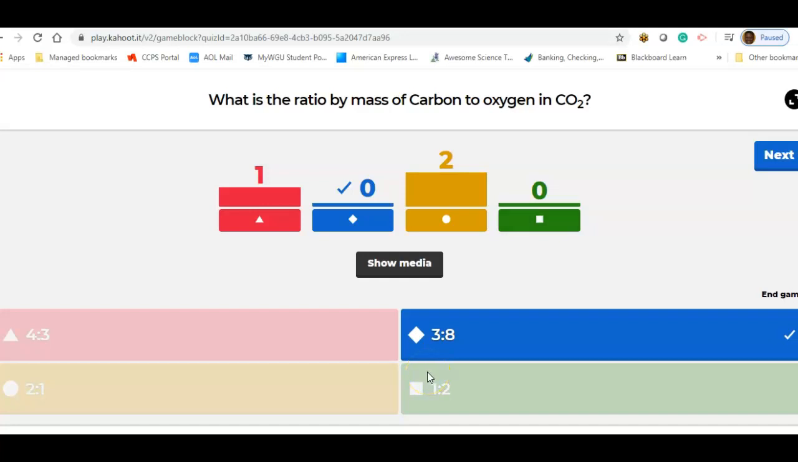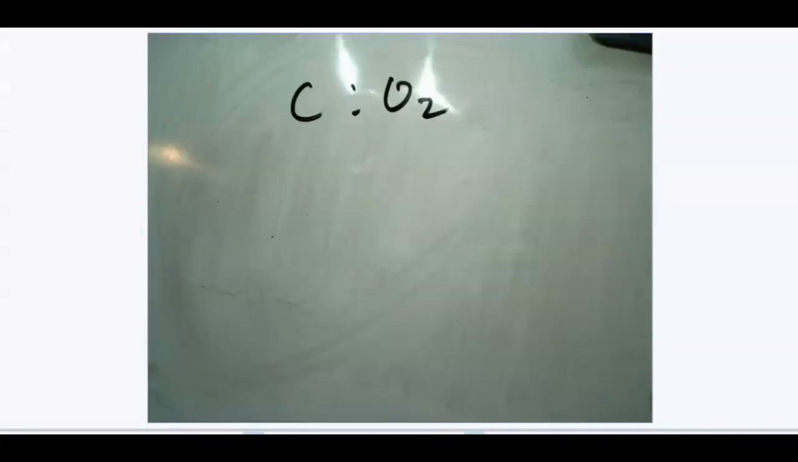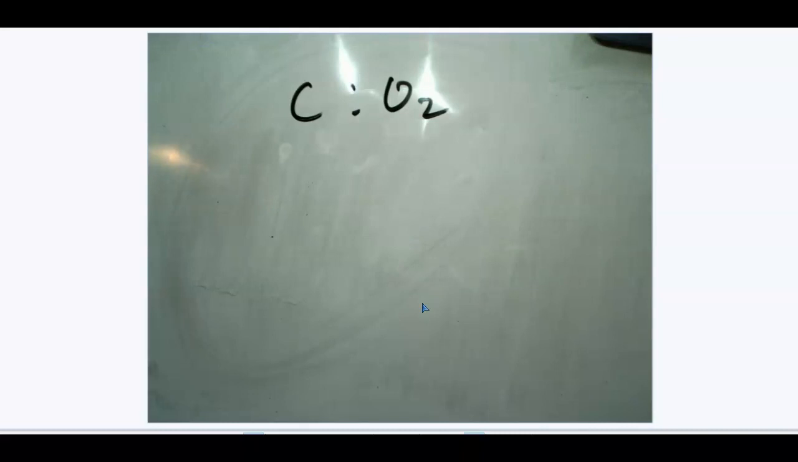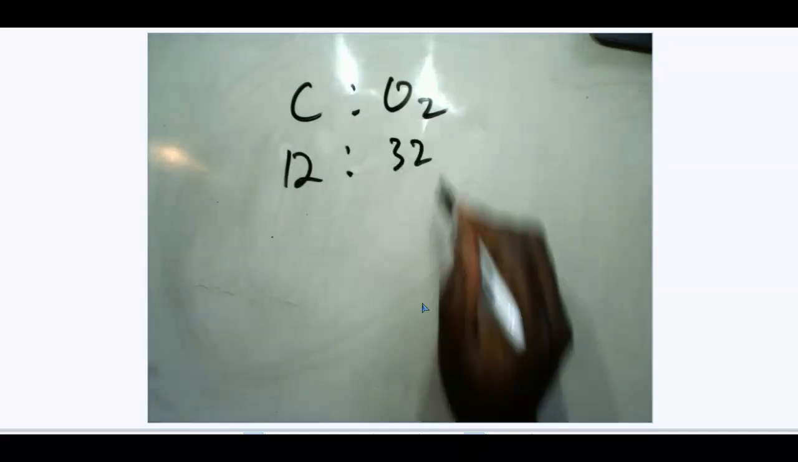Okay. Nobody got it right. Okay, let's see the trick. The mole ratio by mass. Carbon and oxygen. Oxygen is diatomic. What is the mass of carbon? 12. What is the mass of oxygen, O2? 32. Very good. All right.